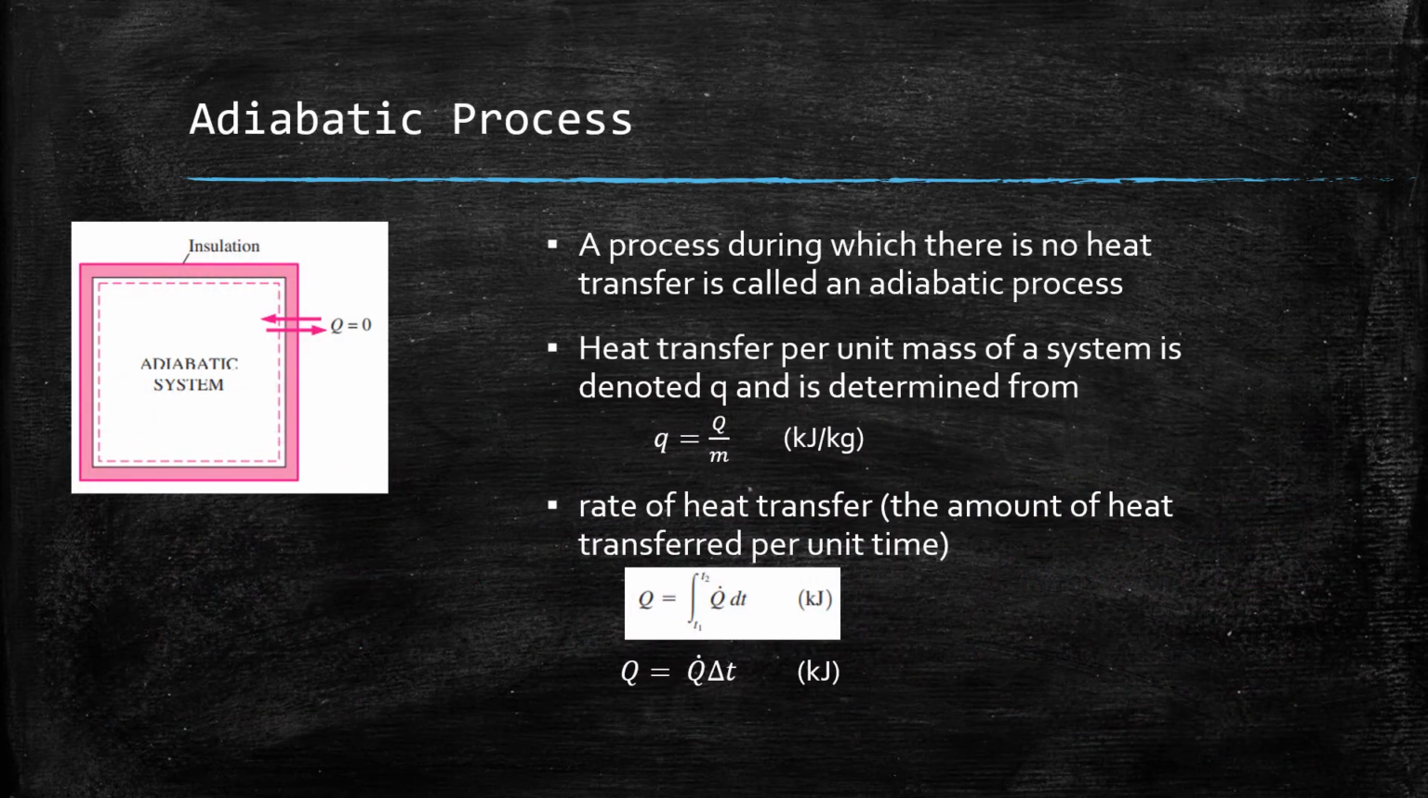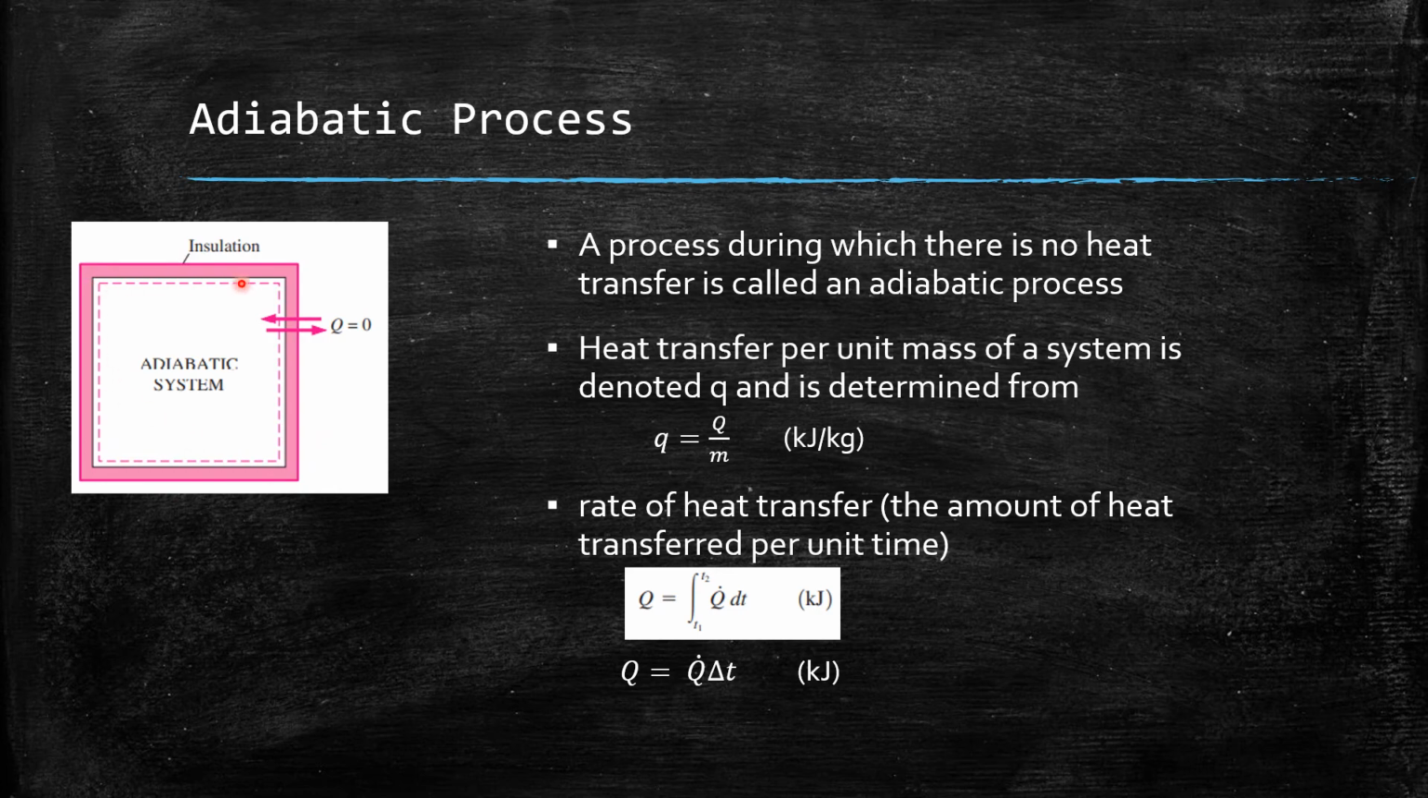Now, let's discuss the adiabatic process. This is a process during which there is no heat transfer. Say for instance, in this figure, this is a typical example of an adiabatic system.